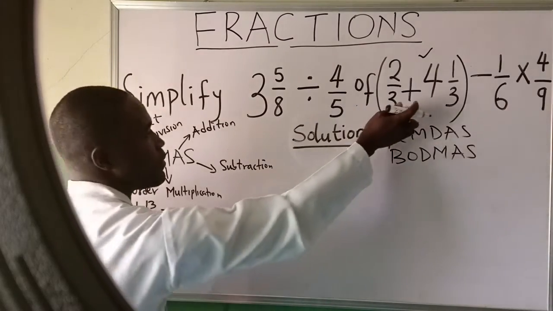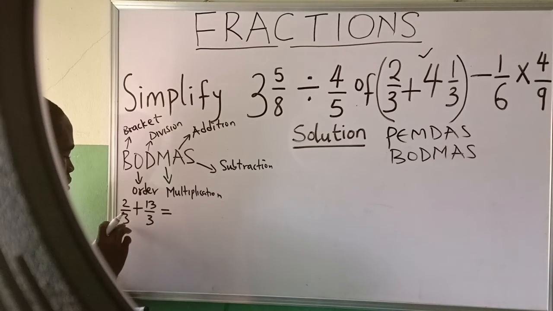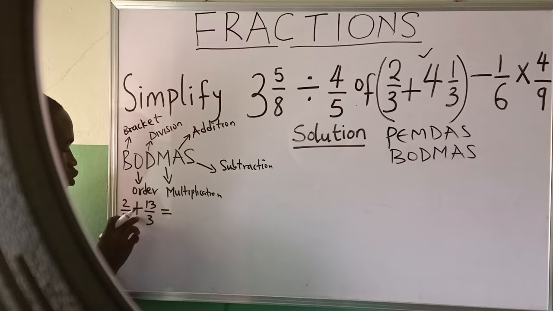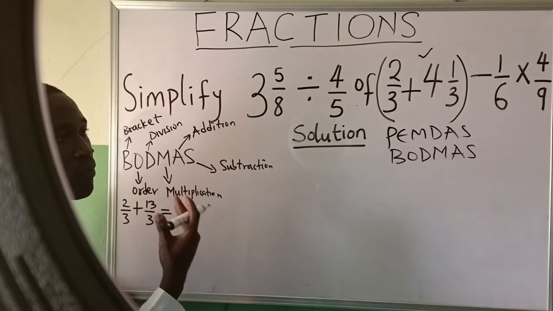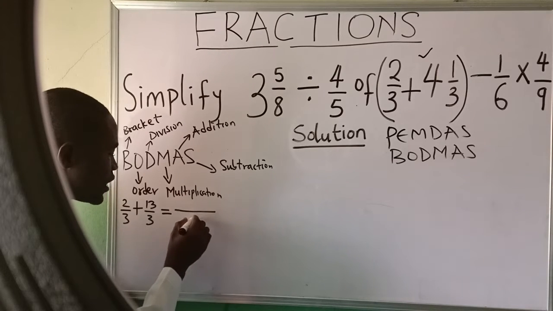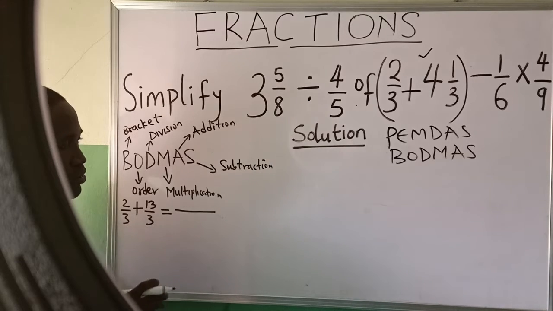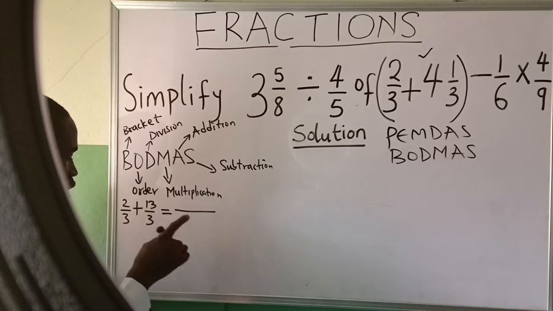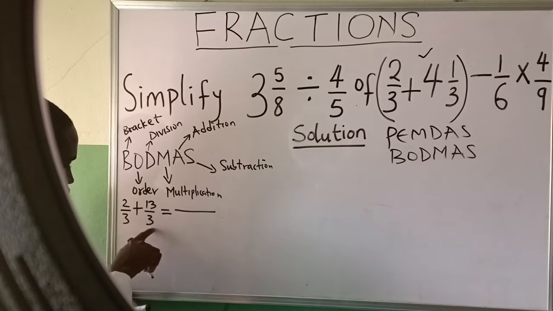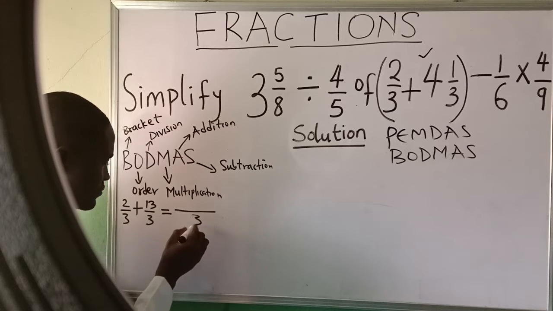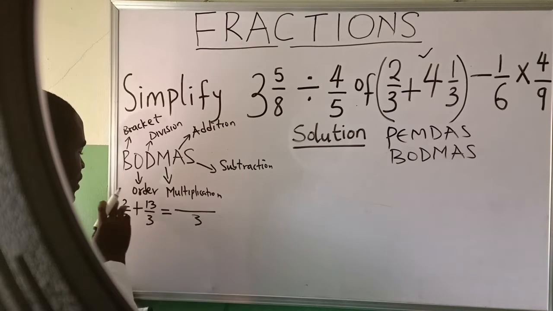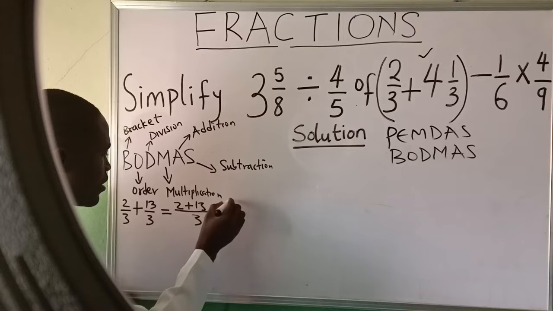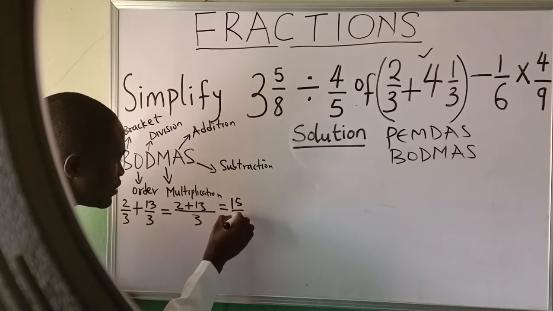So, I have to simplify the addition of the two numbers. Now, what is the LCM? Whenever you see two fractions having plus in between them, or minus in between, or even plus and minus, it is a must that you look for the LCM of the denominators. The LCM of 3 and 3 is 3. 3 divided by 3, 1. 1 times 2, 2. Plus 3 divided by 3, 1. 1 times 13, 13. That will be giving me 2 plus 13, 15 over 3.